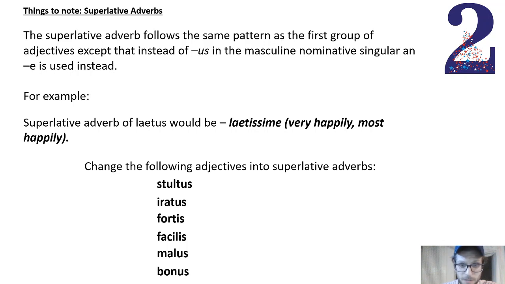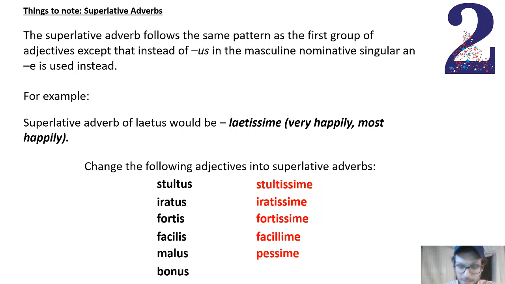So stultus becomes stultissime, erratus, erratissime, fortis, fortissime, facilis, facillime, malus, pessime, that's the word pessimistic in English. Bonus becomes optime. Okay, so that e ending. Again, that's our superlative adverb.